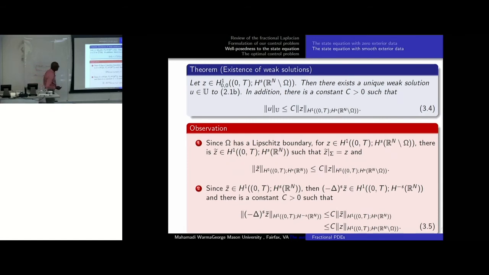Here also we have existence. One can prove that if you give me Z that is H1 with values in H^s of the complement, I can always find a unique solution, and I have continuous dependence of the solution with respect to the data Z.